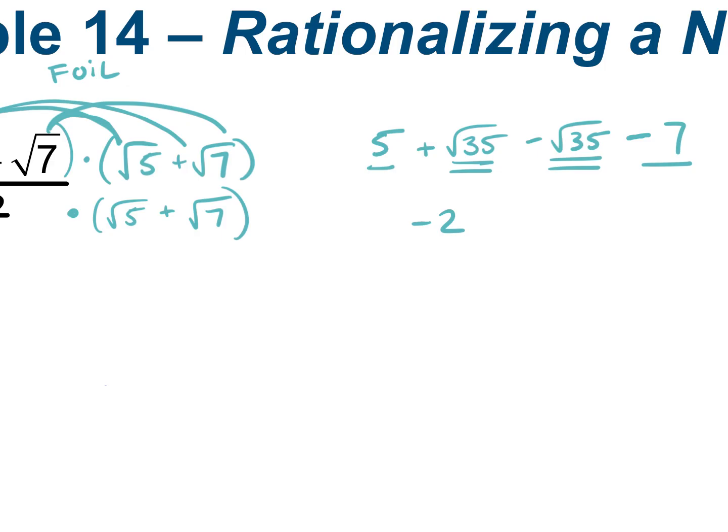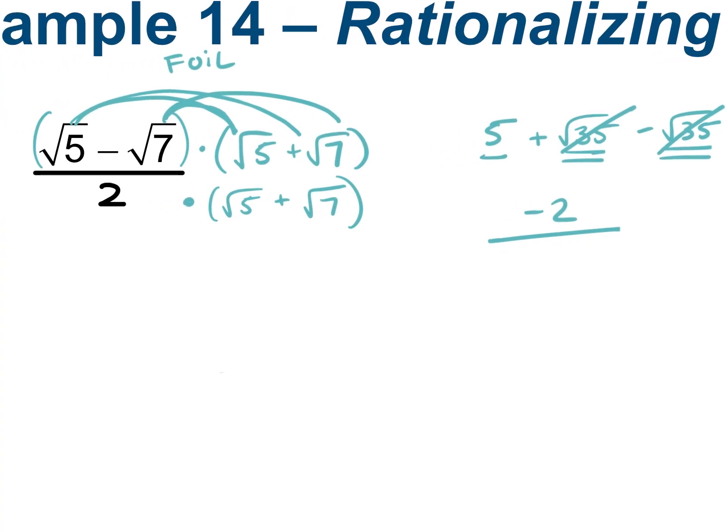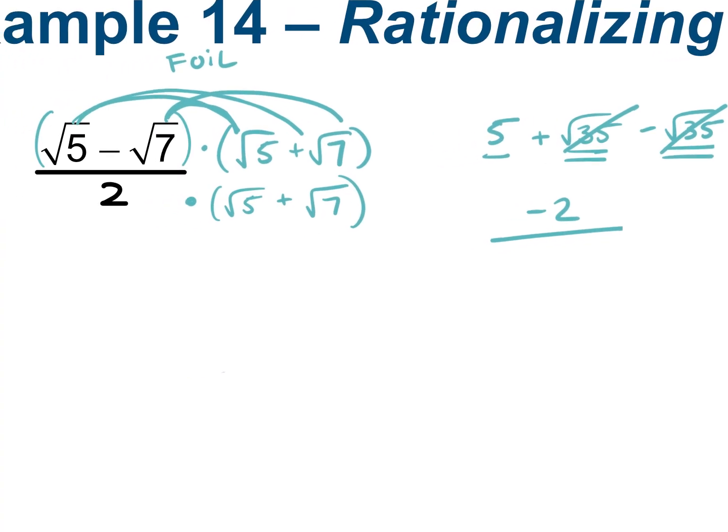What do we think? 0. They cancel out. So we're just left with negative 2 up top. Now on the bottom, we have 2 times square root 5 plus square root 7. Here we don't have to FOIL. Since it's just one term, we could just distribute. So we have 2 times square root 5 plus 2 times square root 7.